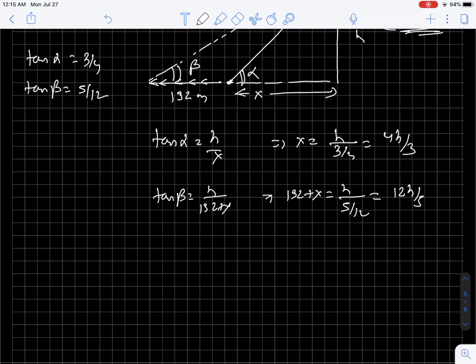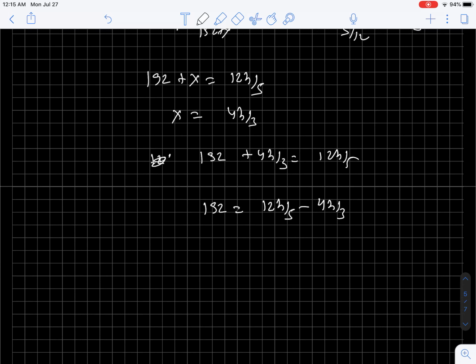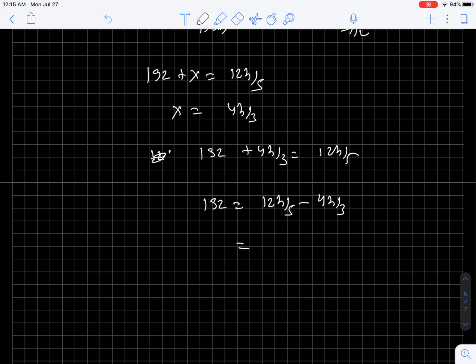We know the value of 192 plus x is 12h by 5, and the value of x is 4h by 3. Now if you put the value of x, you will get 192 plus 4h by 3 is equal to 12h by 5. So 192 is equal to 12h by 5 minus 4h by 3. Find this value: 36 minus 20, so 16h divided by 15 is equal to 192, and h is equal to 15 into 192 divided by 16.